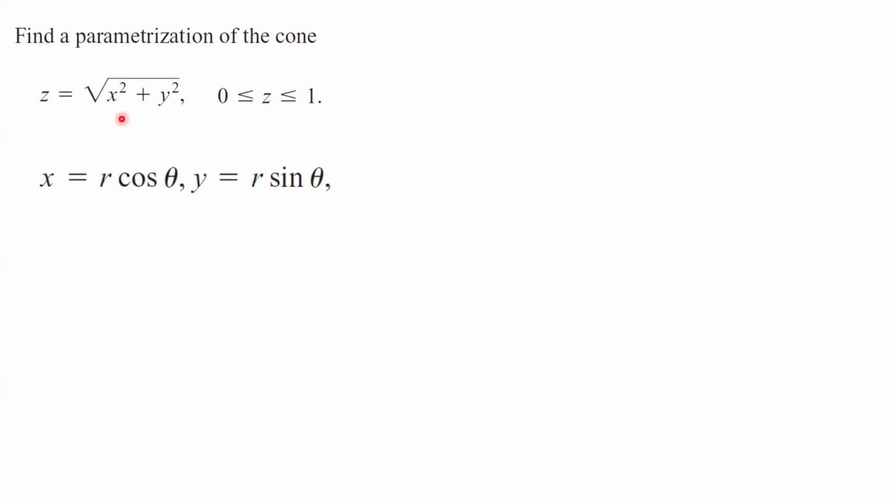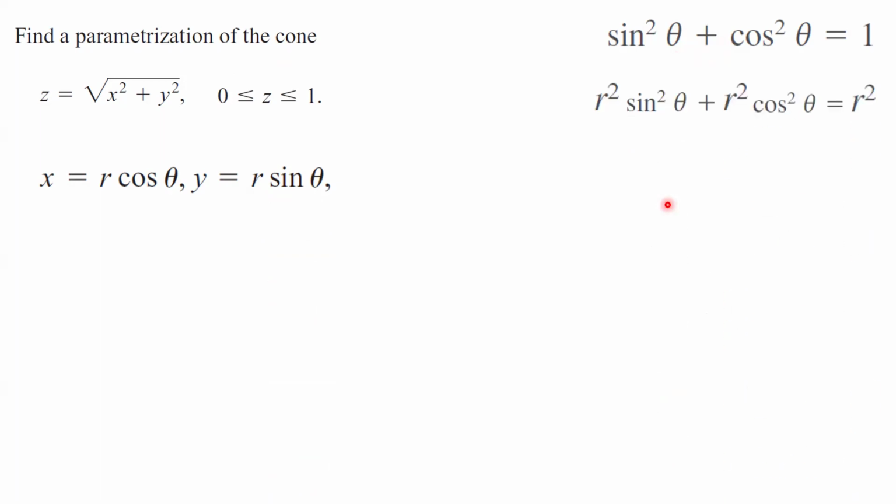In the next example, suppose I ask you to find a parametrization for a cone. The cone is given to us as z equals the square root of x squared plus y squared, and z is bounded between 0 and 1. Let x be r cosine theta and y be r sine theta, and z is the same as itself. Again, remember that sine squared plus cosine squared is always 1. This is a trig identity. And r squared sine squared plus r squared cosine squared is always r squared.